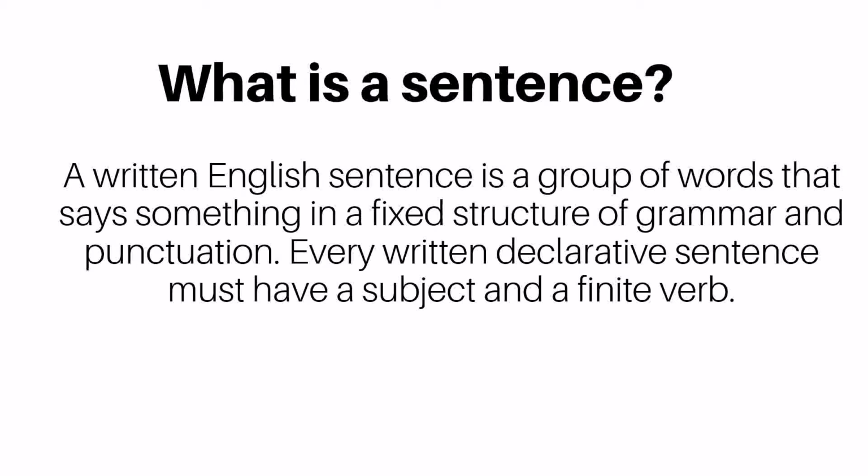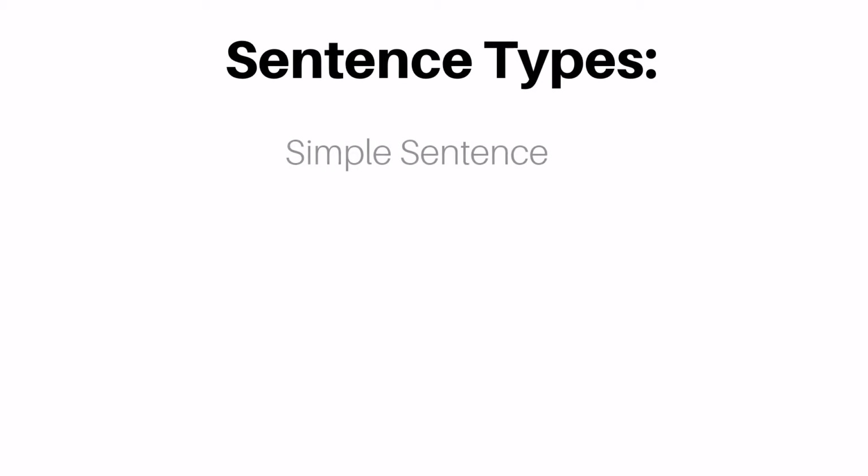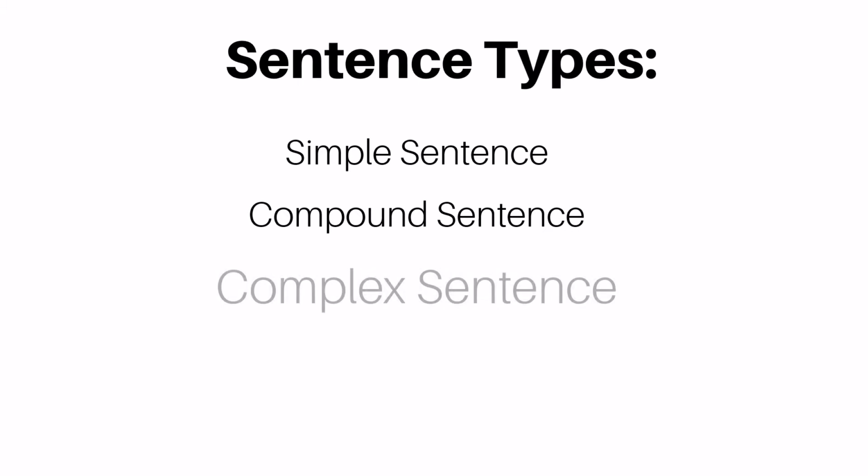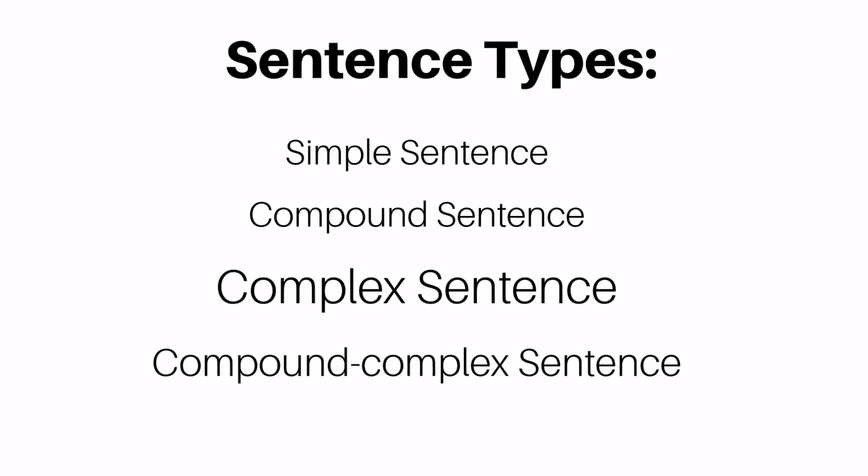of grammar and punctuation. Every written declarative sentence must have a subject and a finite verb. Sentence types: simple sentence, compound sentence, complex sentence, and compound-complex sentence. So there are altogether 4 types of sentences we normally write or speak. First, let me start with the simple sentence.